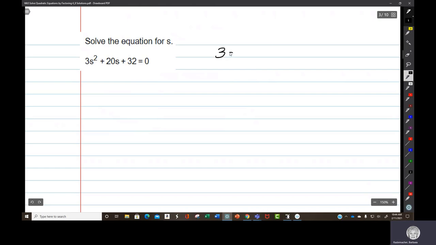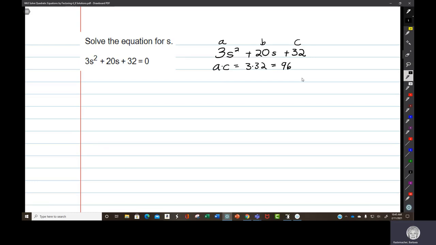Let's do this. 3s squared plus 20s plus 32. 3 will not go into 20, and it won't go into 32. So there is not a GCF for all three terms. So now I'm going to multiply the A term by the C term, and then this is B. Multiply A times C, so that I have 3 times 32, which will be 96.